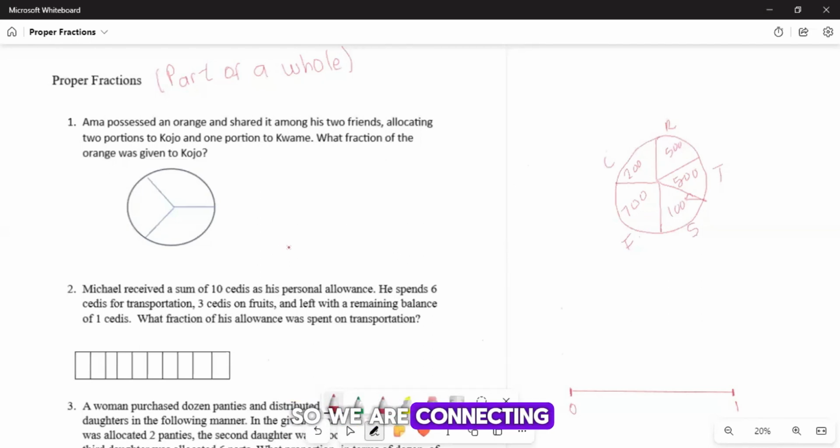So we are connecting mathematics to our day-to-day activities. And today's lesson is on proper fractions.